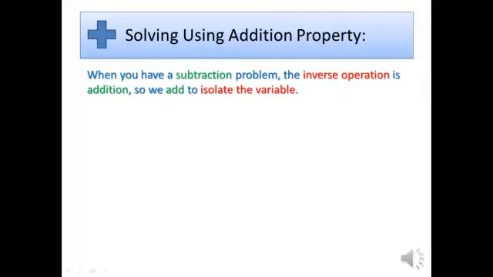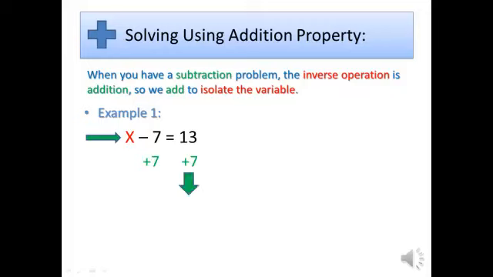The first topic we're going to look at is solving using our addition property. When you have a subtraction problem, the inverse operation is addition, so we add to isolate the variable. Let's look at an example. Example number 1. x minus 7 equals 13. In this equation, x is our variable. Since we have a subtraction problem, we're going to use the addition property to isolate our variable, so we're going to add 7 to both sides. We then add 13 plus 7. This gives us 20. So our answer is x equals 20.